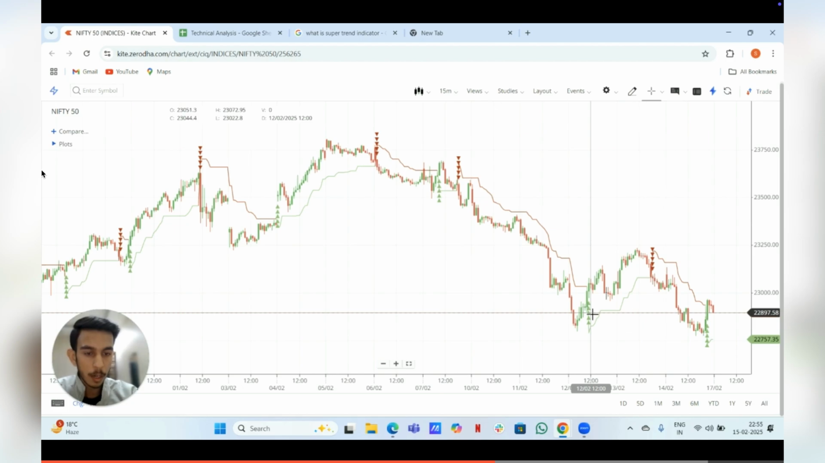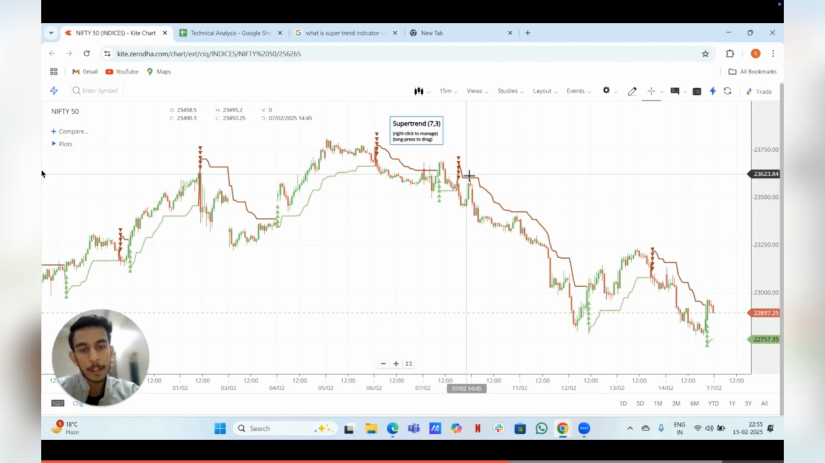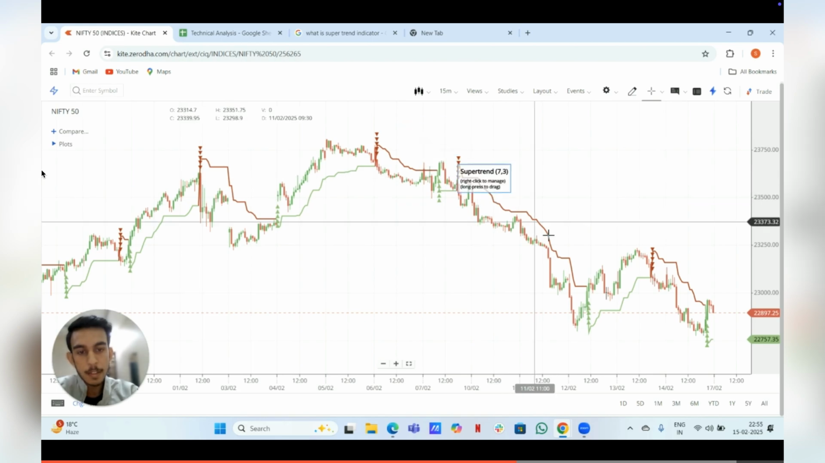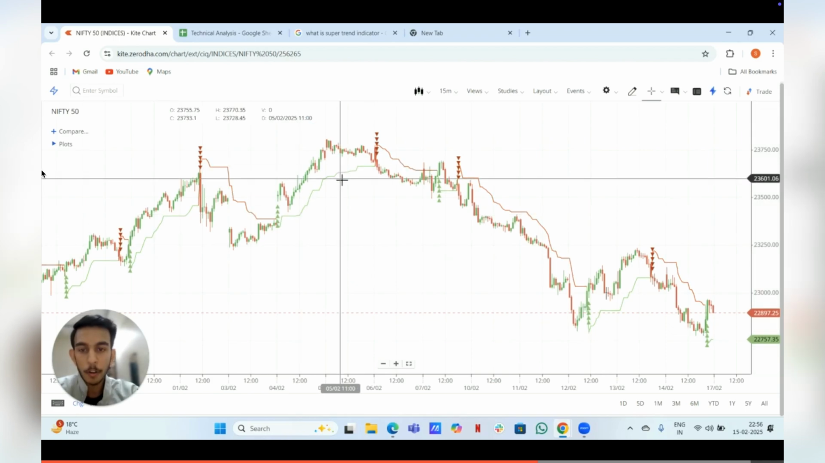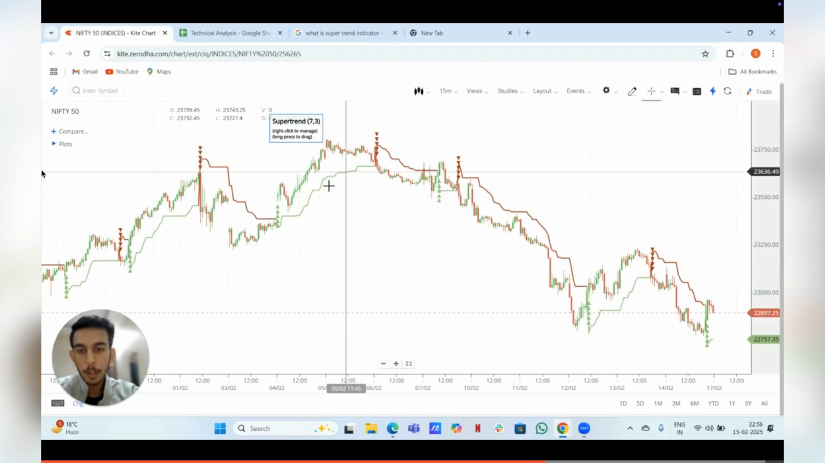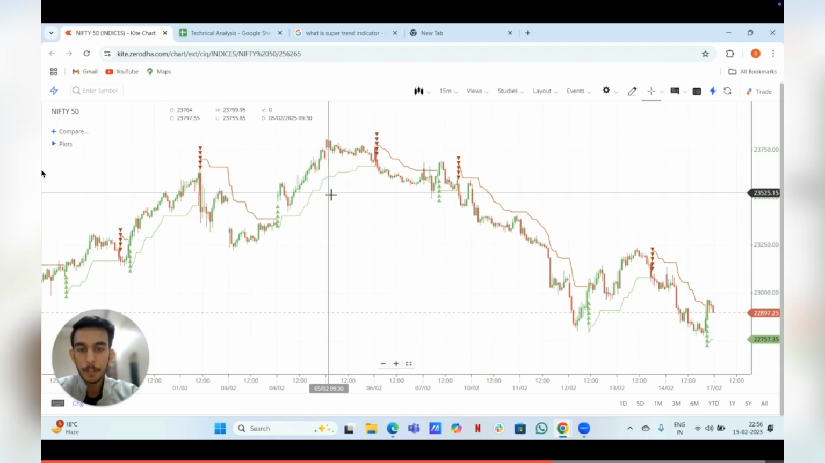It is based on the price only, and the band on the selling side acts as a resistance so that the trade could be continued in the market. And the green line which is shown on the chart acts as a support for the Nifty 50 here. Yeah. So this was all for the indicators part.